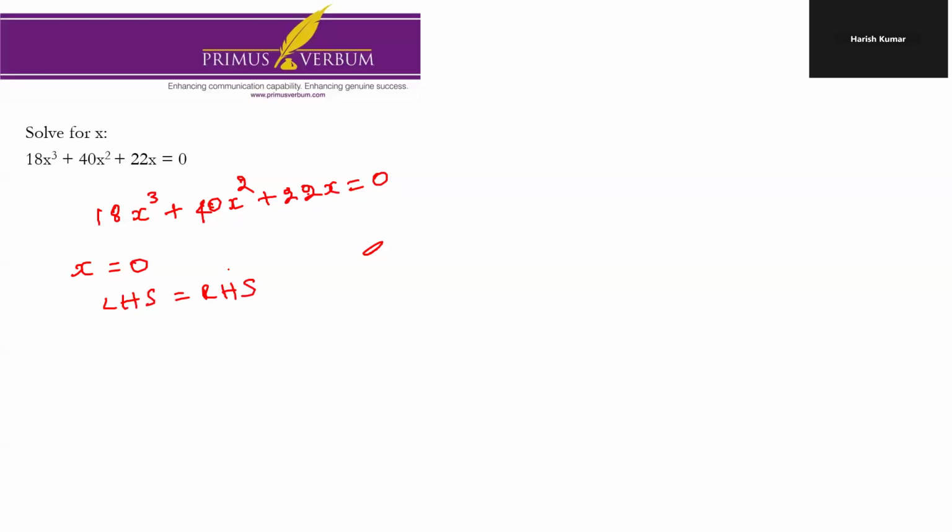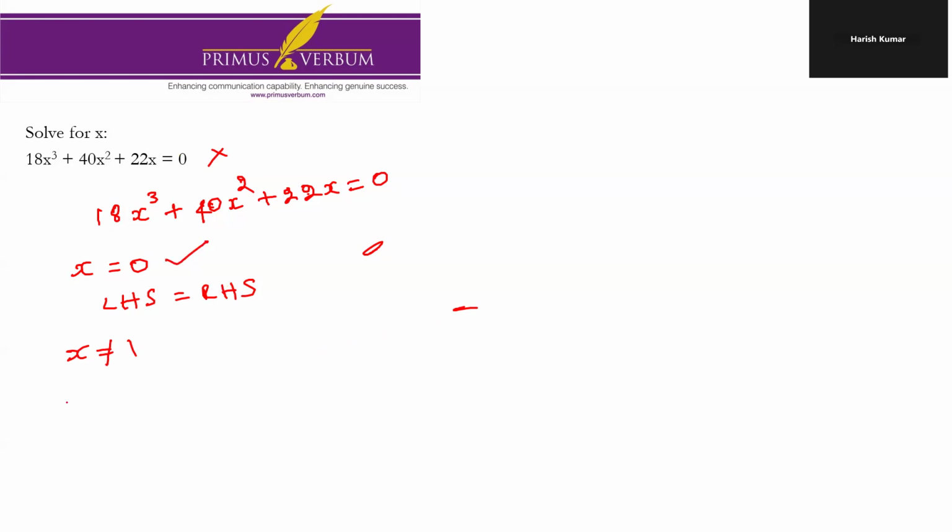Now, when x is equal to 1, this is not so. It's going to be 18 plus 40 plus 22 is equal to 0. No, that's wrong. So x is not equal to 1. X is equal to 0, so this is one of the roots of the equation.